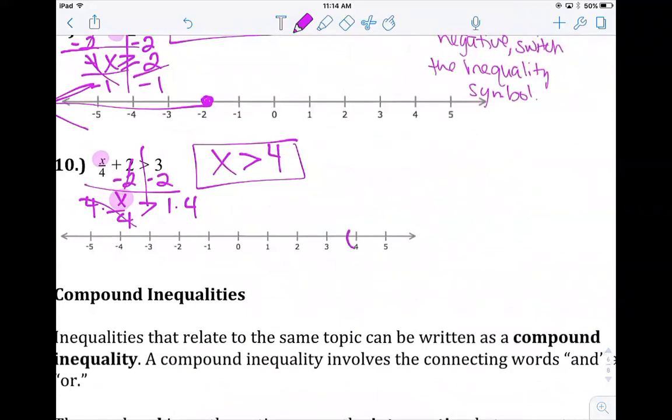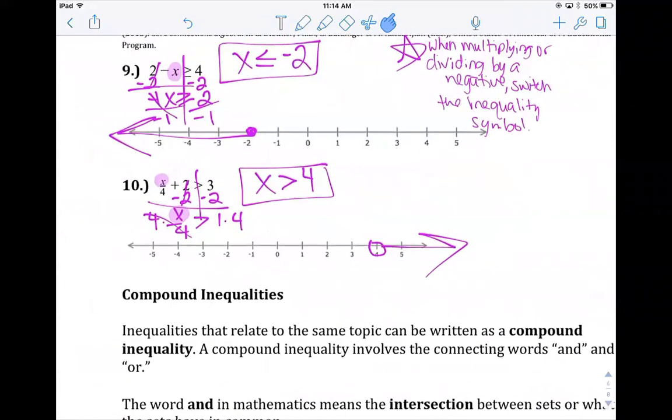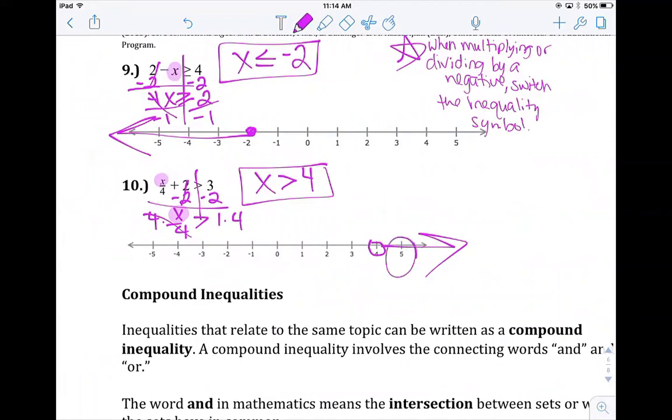So we'll have an open point because it's greater than, not greater than or equal to, and we'll have our arrow going to the right. And again, you can always check your answer by plugging in something like maybe 5, plugging 5 back in and making sure that when you do all that in your calculator, you get something greater than 3. So it's always a great idea to check your answers.